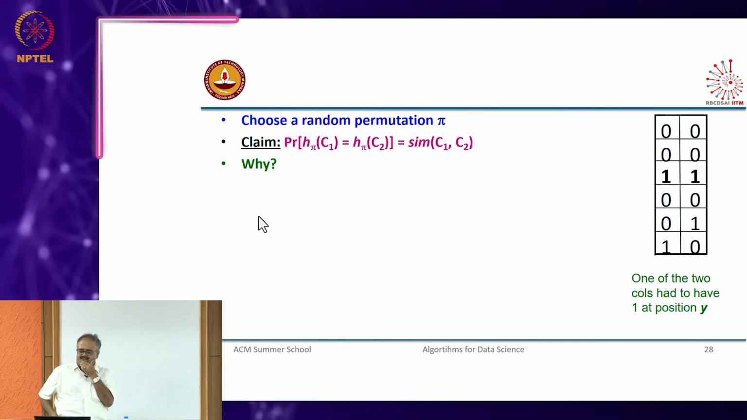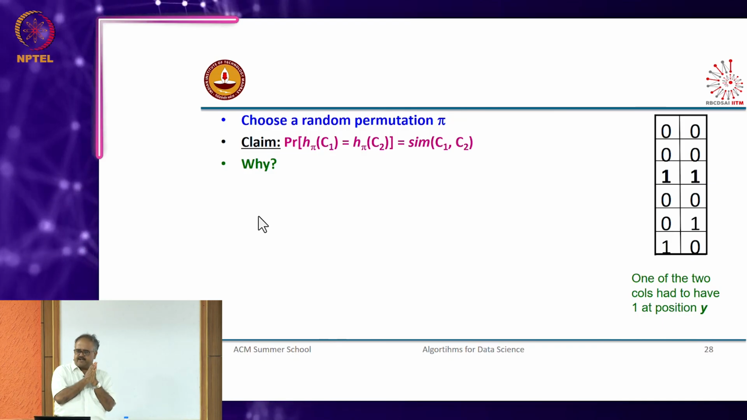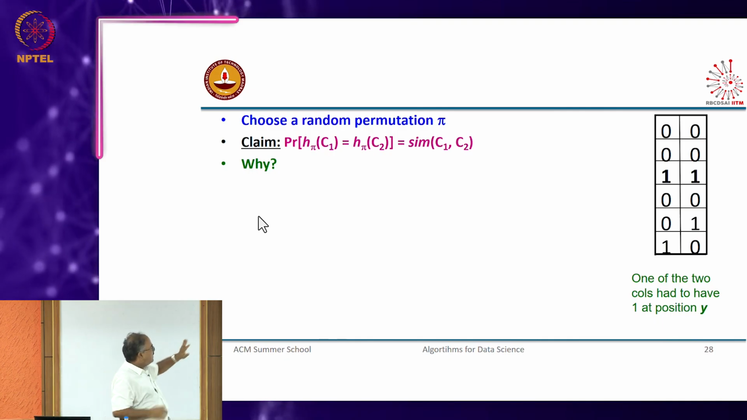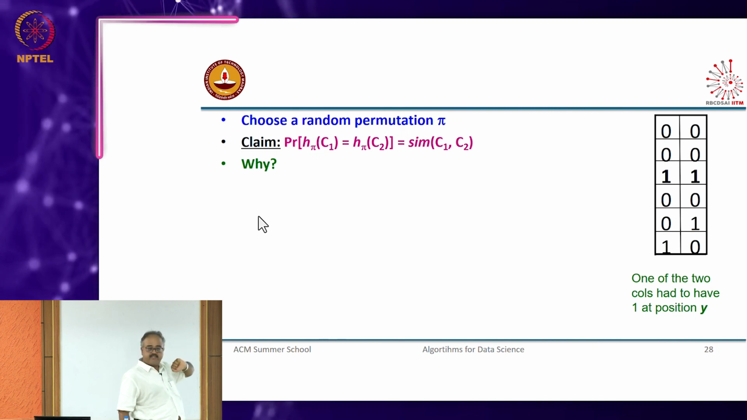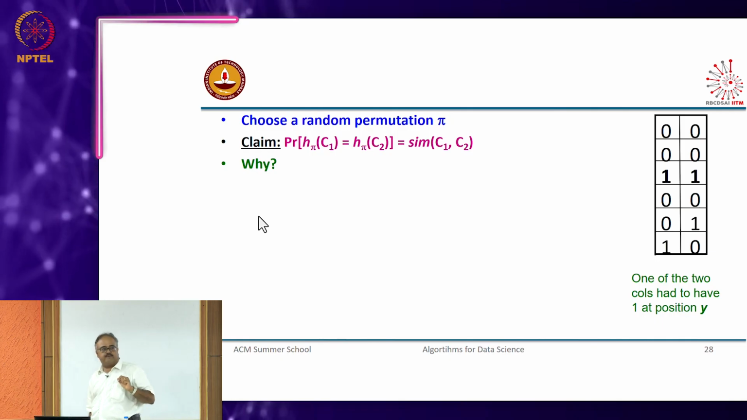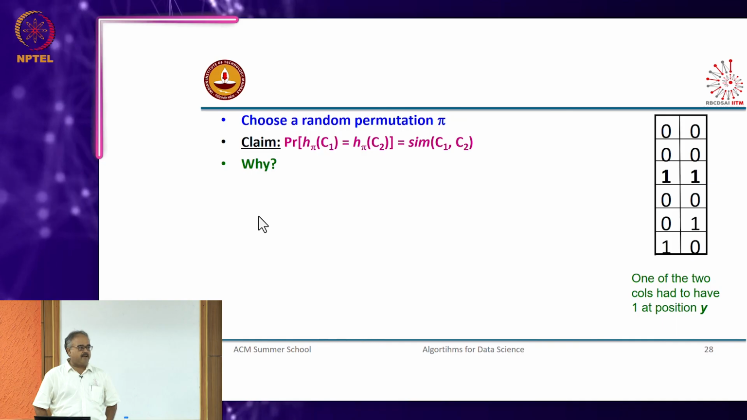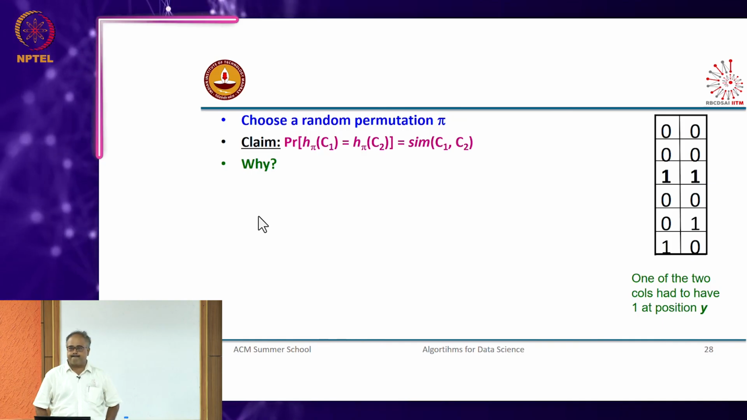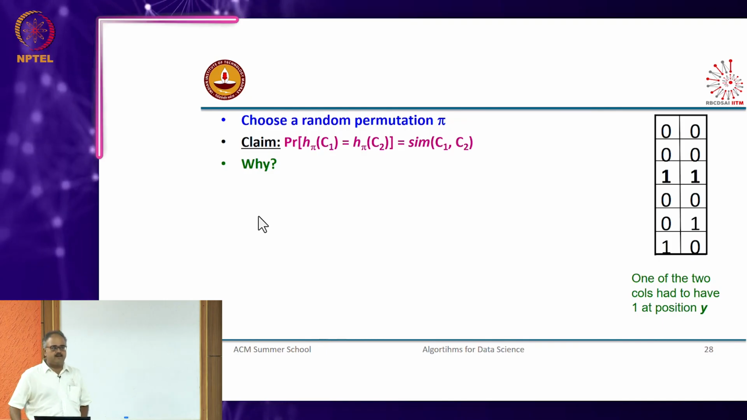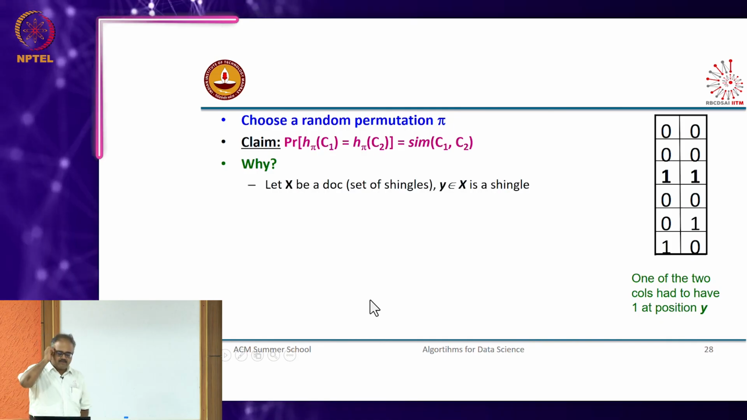So let us say that I choose some random permutation pi. My claim is the following: the probability that h pi of c1 equals h pi of c2 is equal to the similarity of c1 and c2, for some arbitrary permutation pi. Seems slightly counterintuitive as to why we are relating these two things, right?